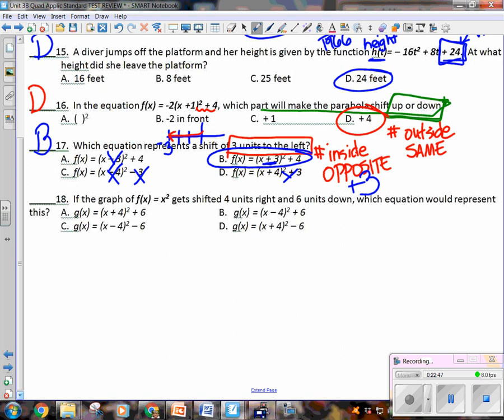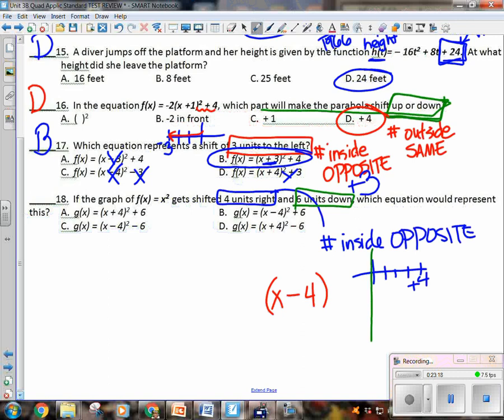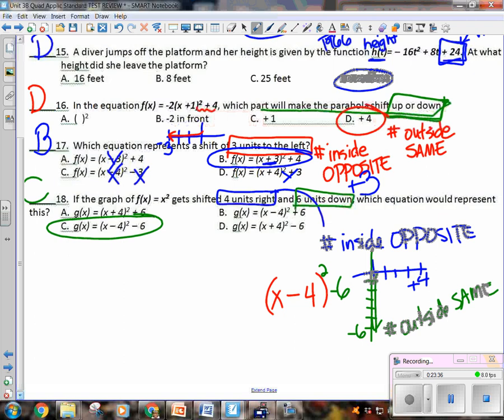If the graph of x squared gets shifted 4 units right and 6 units down, which equation would represent it? All right, I've got to remember 4 units right. That's a number on the inside, but inside always goes opposite. 4 units right, 1, 2, 3, 4. That would actually be +4. But when it goes inside it's opposite, so it'd be -4. Got that part. Then it says 6 units down. That's a number on the outside, and that's going to be the same, so it's -6. So it should be -4, -6, choice C.